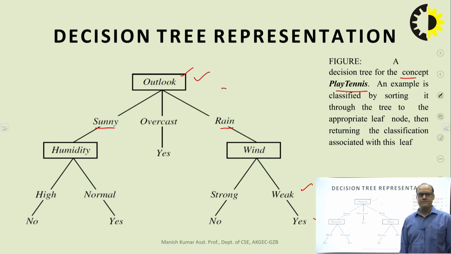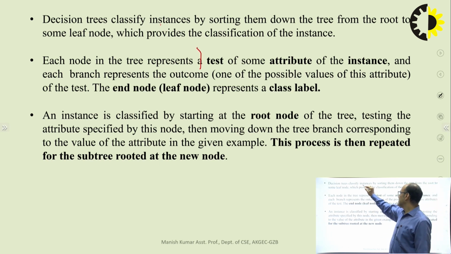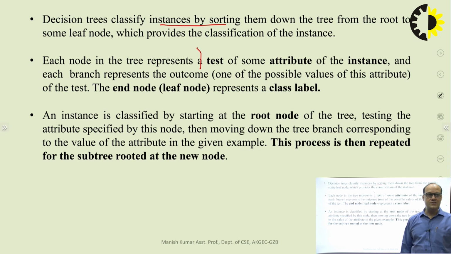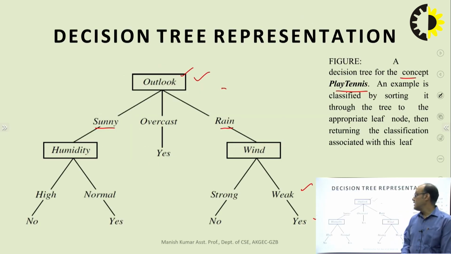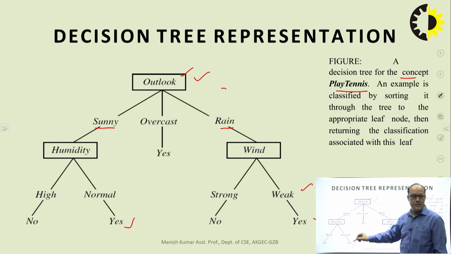A decision tree is used to classify instances by sorting them down the tree from root to some leaf node, as I have shown you before in the diagram. So if outlook is sunny and humidity is normal, then there is a possibility of playing tennis. If outlook is overcast, yes, then there is a possibility of playing tennis.